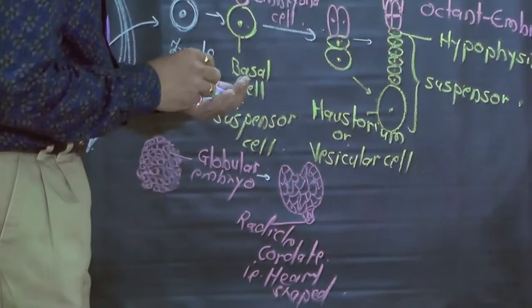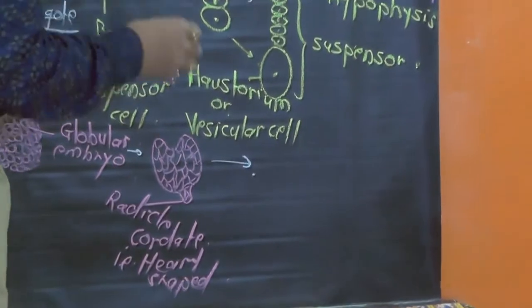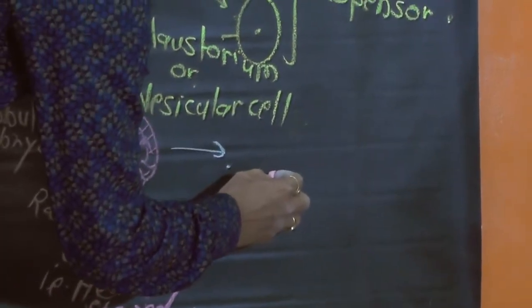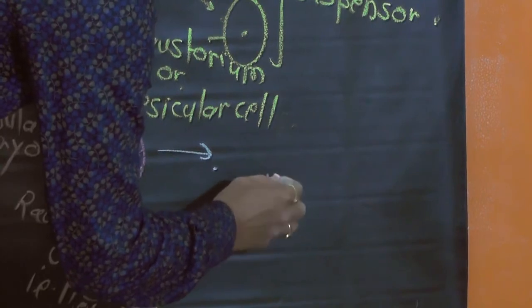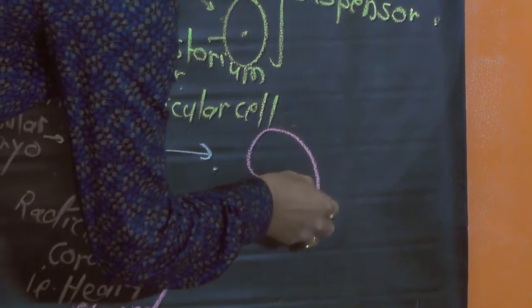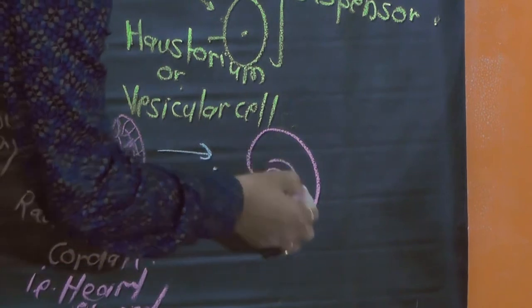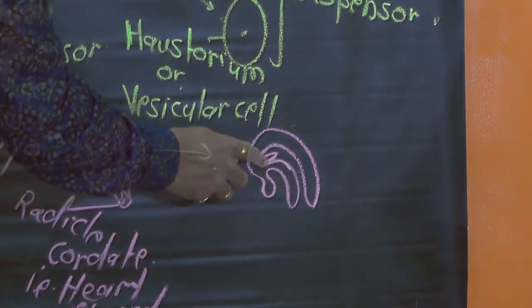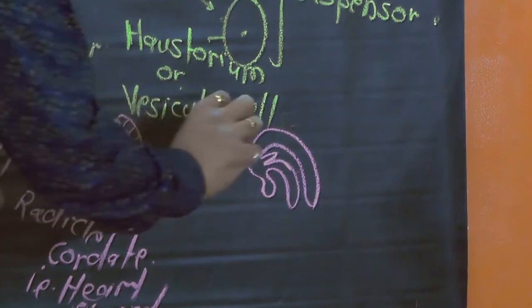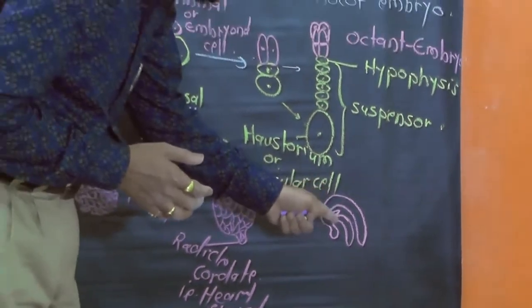Now, in further development, the plumule, epicotyl and cotyledons become very much distinct, and the embryo is curved very much. Here I am going to show the radicle, hypocotyl. These are two distinct cotyledons, and this middle part is nothing but the plumule along with the epicotyl. Such a curved embryo is also known as a horseshoe shaped embryo.